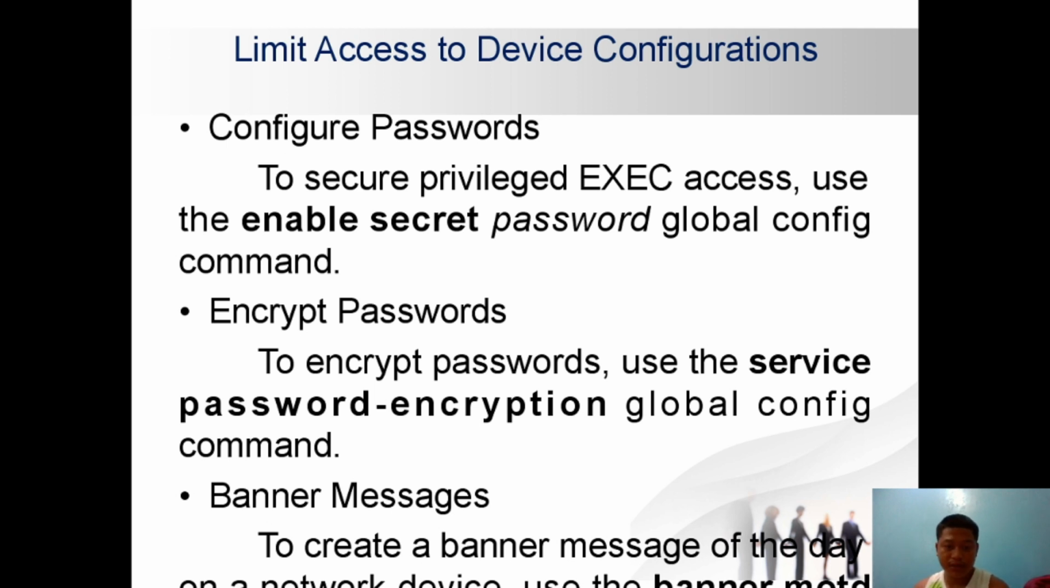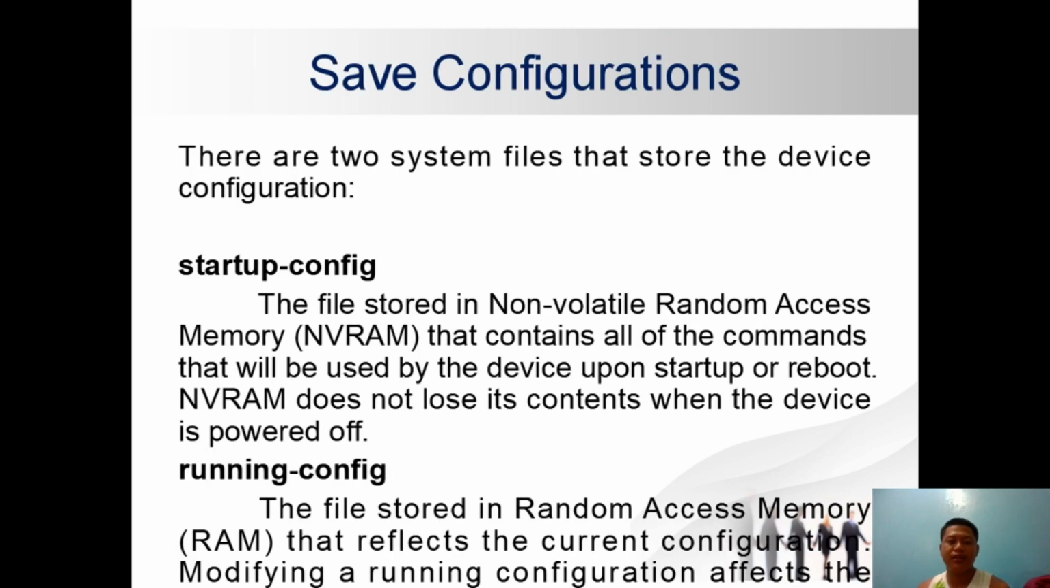Configure passwords. To secure privileged access, use the enable secret password global config command. Encrypt passwords. To encrypt passwords, use the service password-encryption global config command. Banner messages. To create a banner message of the day on a network device, use the banner MOTD command.